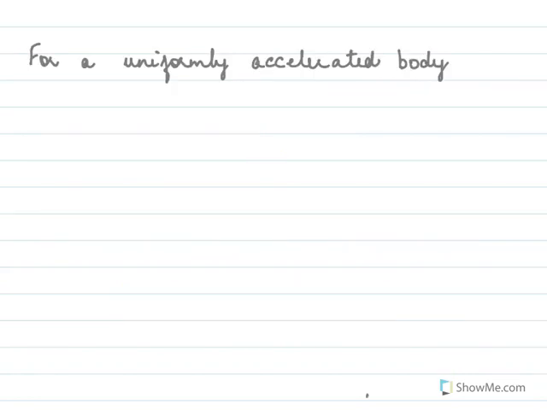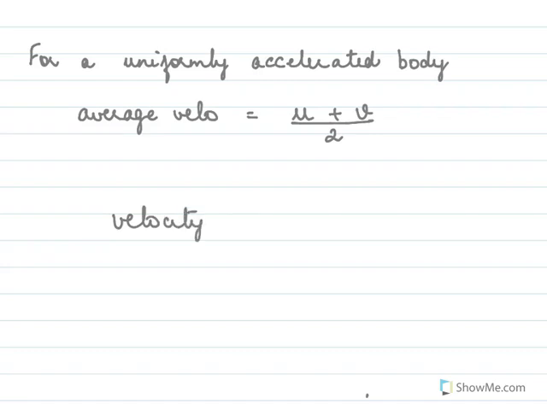For an uniformly accelerated body, the average velocity is given as initial velocity plus final velocity over 2. But if the body is not uniformly accelerated, they do not mention it's uniformly accelerated, then the average velocity is given as displacement over time. So now it depends which formula to use. If it is uniformly accelerated, the average velocity is u plus v over 2. But if they just give you velocity, they're talking about displacement, then it is displacement over time.